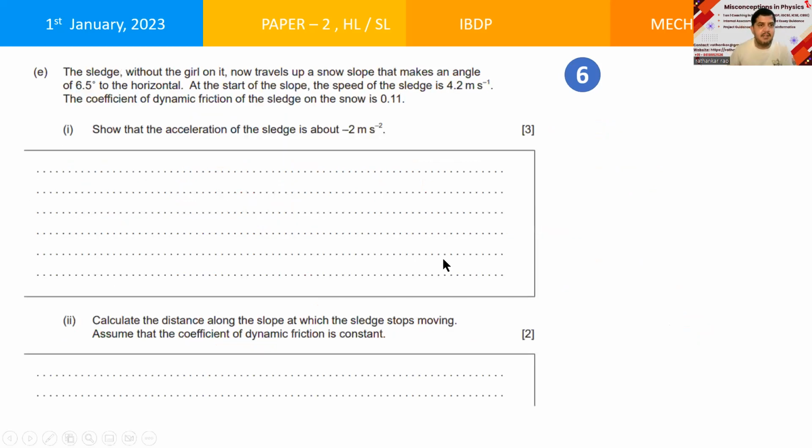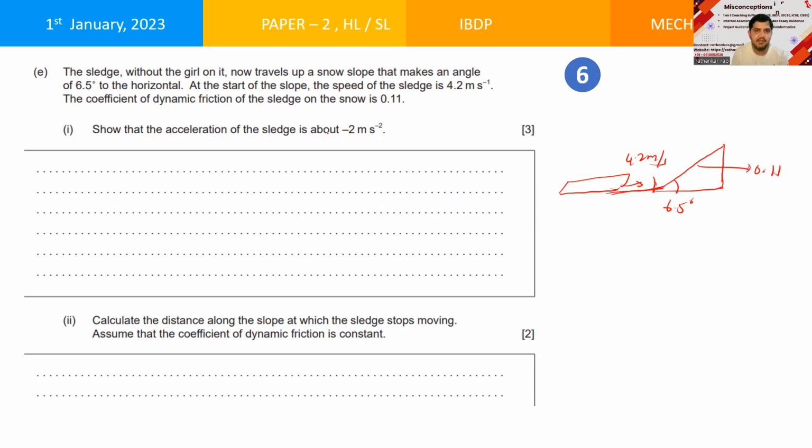Okay, let me move on to the next one. The sledge without the girl on it now travels a snow slope that makes an angle of 6.5 degrees to the horizontal. Now the sledge is moving like this, and then it is moving like this. And as it moves, it travels on a slope like this, at 6.5 degrees to the horizontal. At the start of the slope, the speed of the sledge is 4.2 meters per second. So at this point, it is 4.2 meters per second. The coefficient of dynamic friction of the sledge on the snow is 0.11. So here it is 0.11.